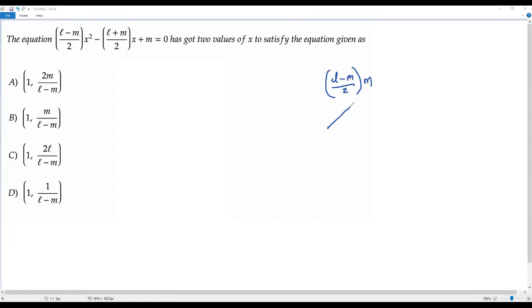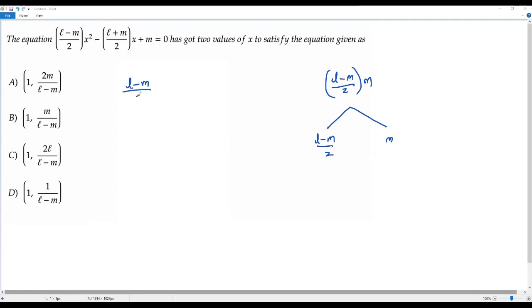Okay, now we have to get two factors so that the product of the two factors equals this, and the sum of the two factors equals the coefficient of x. I think we can try with the factors (L − m/2) and m. So I consider this one as one factor, this one as another factor. When I multiply these two factors, that is equal to this. Now let's add these two factors, and the addition must be equal to the coefficient of x. Okay, let me do it.